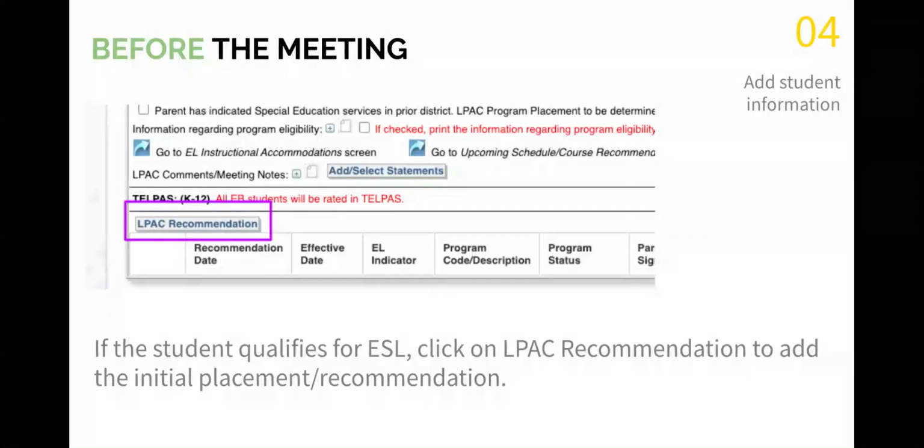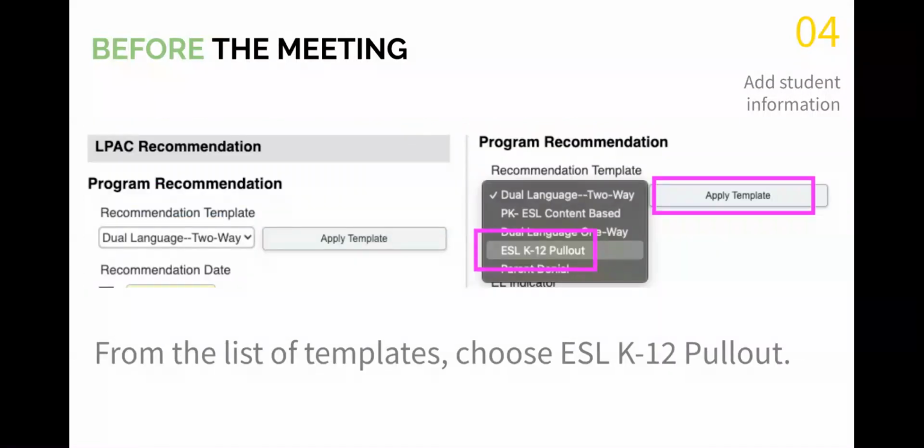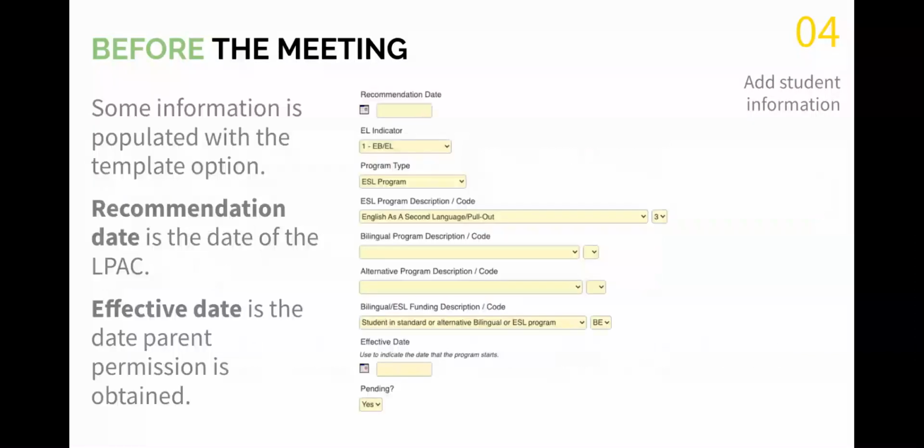If the student qualifies for ESL, click on LPAC Recommendation to add the initial placement recommendation. From the list of templates, choose ESL K-12 Pullout. Some information is populated with the template option. Recommendation date is the date of the LPAC. Effective date is the date parent permission is obtained.